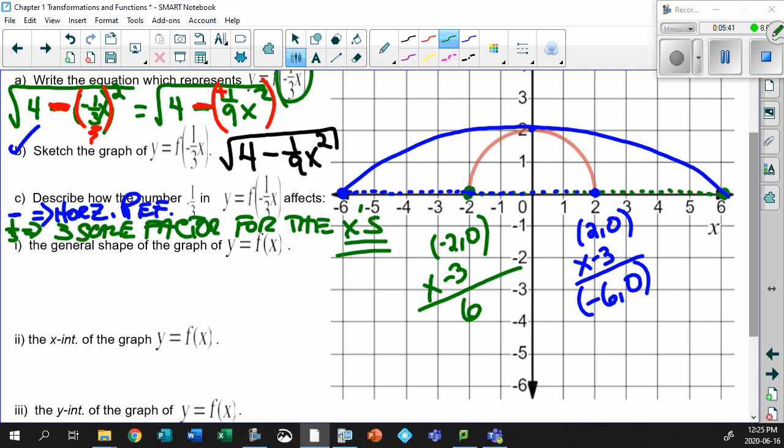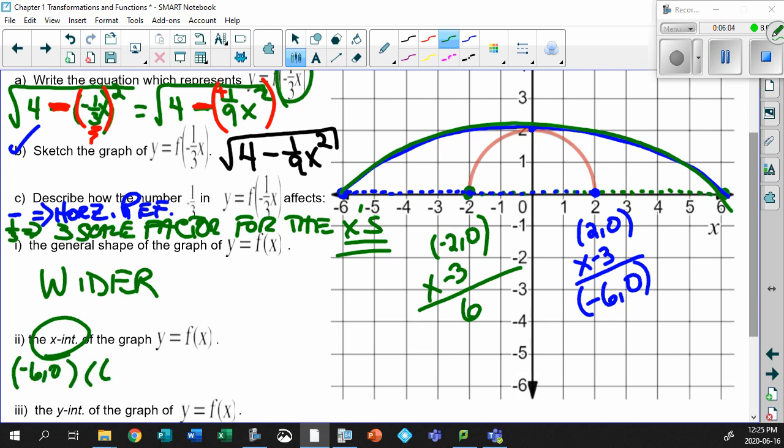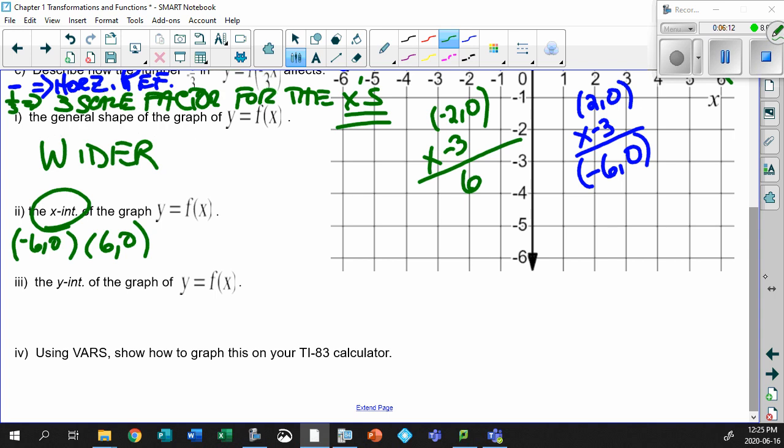Now, general shape, wider. You can't tell. If I didn't tell you to flip it, you wouldn't be able to tell this equation or this graph from the graph in the previous question. They're all just stretched out like that. It looks like it's the same. X-intercepts, it's very simple. We'll read them right off the graph. -6, 0, and of course, 6, 0. All right? The y-intercept, guess what? Invariant point. Not changed. No change. The reason why it's no change is because, of course, we're dealing with a horizontal, not a vertical.